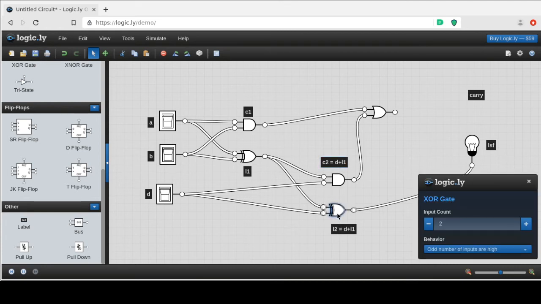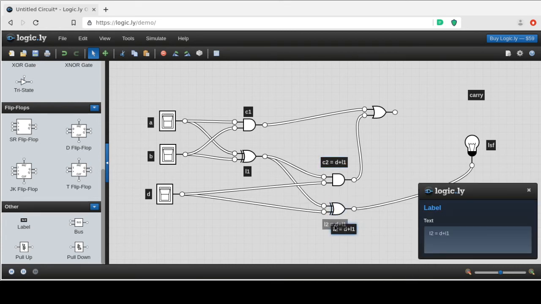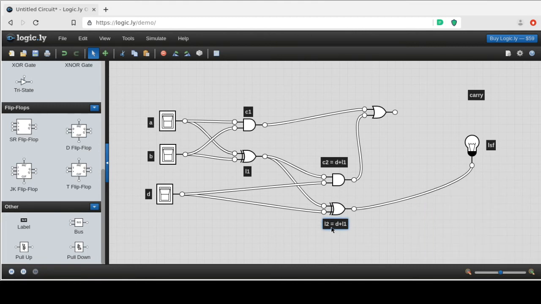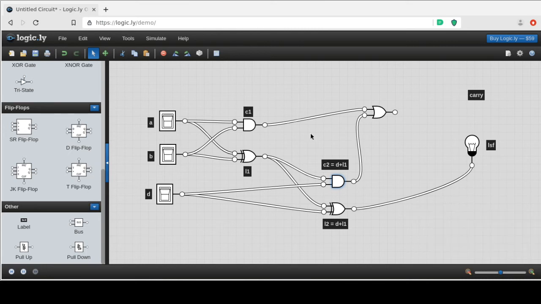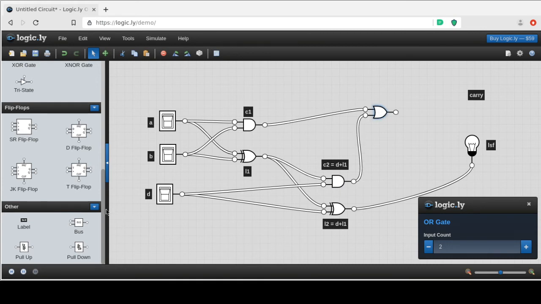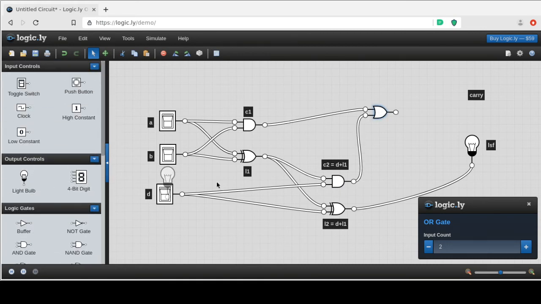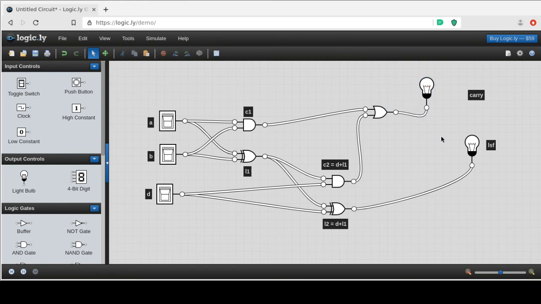So this exclusive OR gate down here is giving me the second least significant figure from the addition of D plus the first least significant figure, and this AND gate here is giving me the second carry, which is the result of adding D to the least significant figure from the first addition. I know it's a little bit of a brainful, but there it is. Okay, and then finally, we add the two carries together, and we feed that to a light bulb. So there it is. And there we go. What do we have now? We have a 3-bit adder.